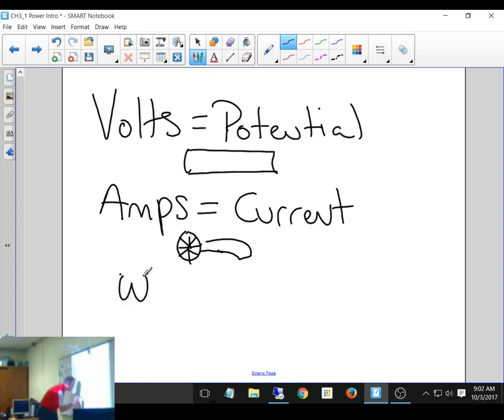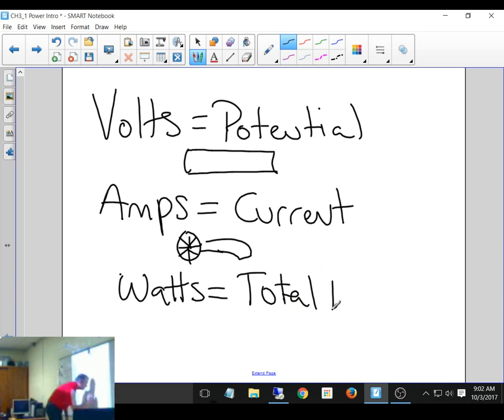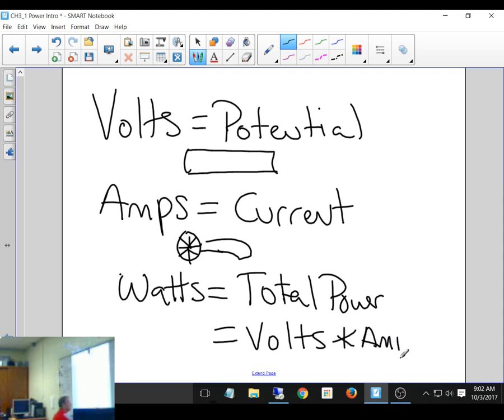So we end up with watts, or wattage, either one, which equals total power, which equals volts times amps. The amount of power that comes out of something is equal to the potential for that electricity times the current of that electricity. In the case of this analogy, how big you turn the faucet, along with how big the pipe is, will define how much water can come out. So that's where I made that water analogy.